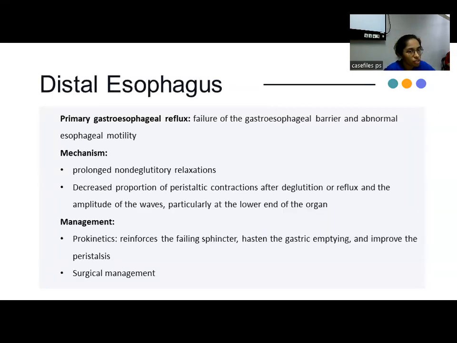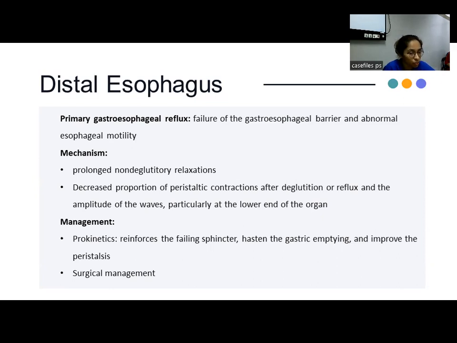Coming to the disorders of the distal esophagus, the first disorder is primary gastroesophageal reflux. Here, there will be failure of the gastroesophageal barrier and abnormal esophageal motility. The mechanism of GER includes prolonged non-deglutitory relaxation or a decreased proportion of peristaltic contraction after deglutition, and a reduced amplitude of the waves, particularly at the lower end of the organ.